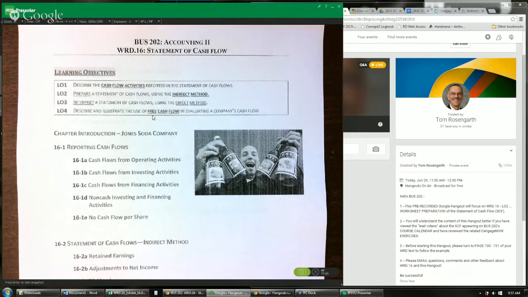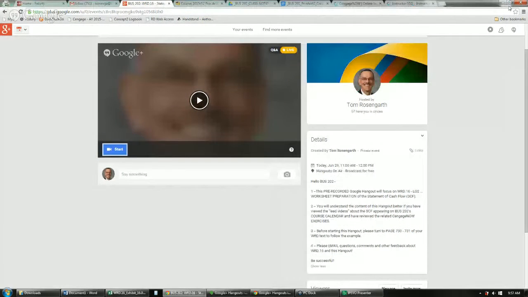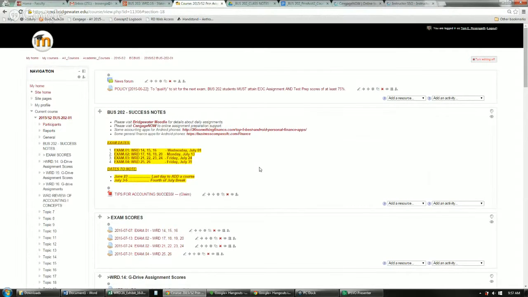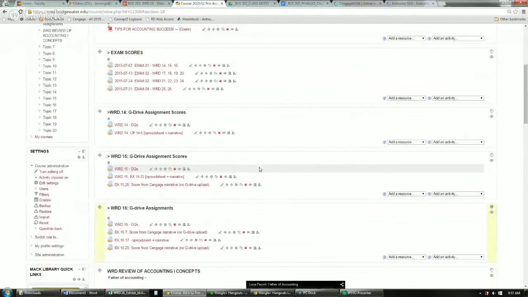Before we start the Hangout itself, a couple of items that I'd like to point out to you from the Google Drive and the CengageNOW. First, turn your attention to the Moodle page that we have. I put this up last week as a way for you to keep track of all the assignments that are in addition to CengageNOW.